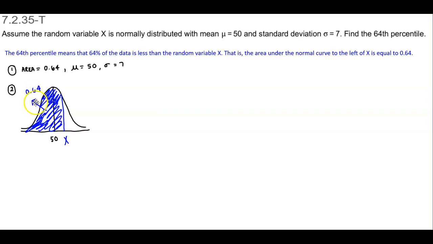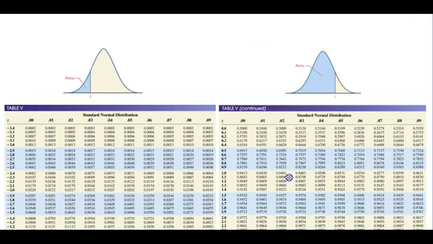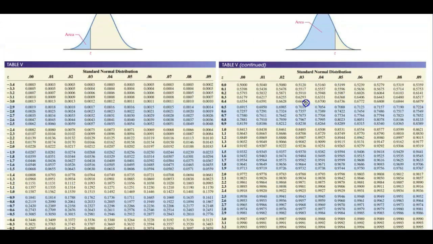Now we want to find the z-score that is associated with 0.64. The reason we want to do that is that the formula is x equals the mean plus the z-score times the standard deviation. So we need to find the z-score associated with the area of 0.64. To find that, we take a look at the areas in the table, and we're looking for 0.64.